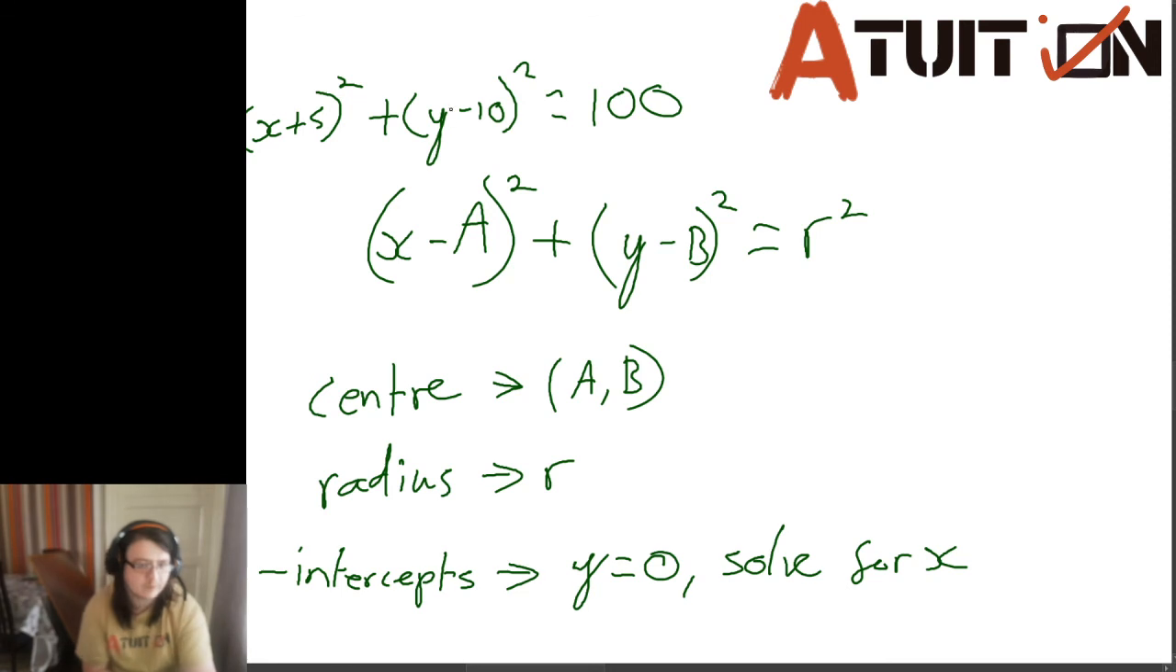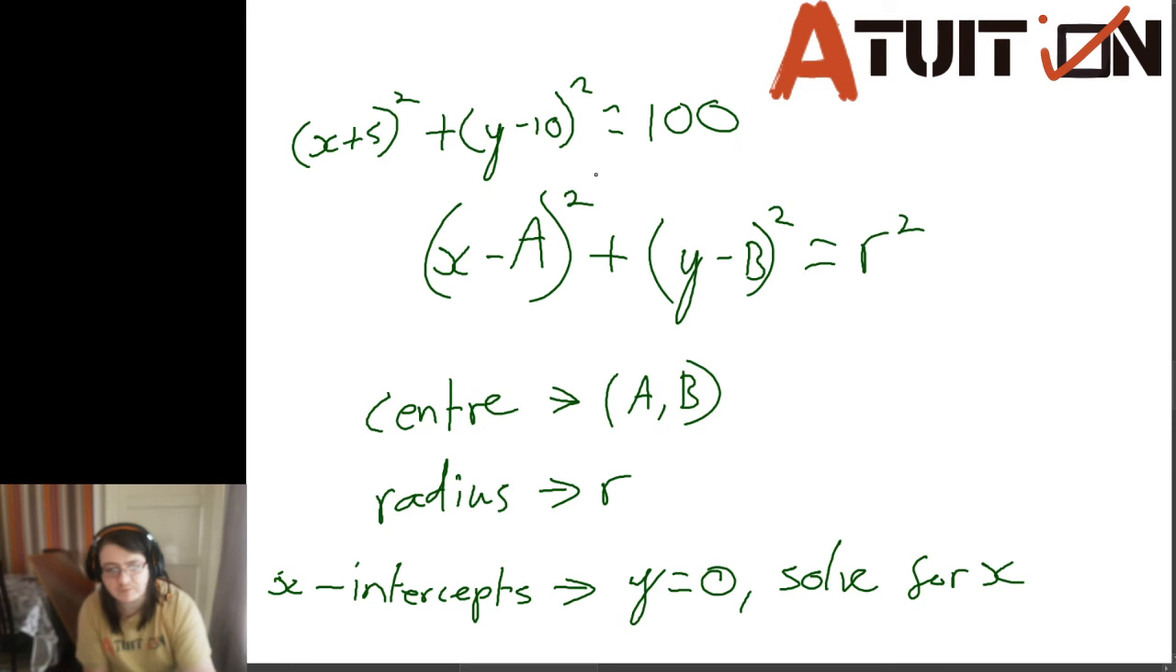So for this one, we could make y 0. If y was 0, this would be 0 minus 10 squared, which is 100. So x plus 5 squared plus 100 would equal 100. Therefore, if we take 100 from both sides, x plus 5 squared equals 0. So x would be minus 5. So this one only has one solution for x, so it just touches the x-axis at minus 5.